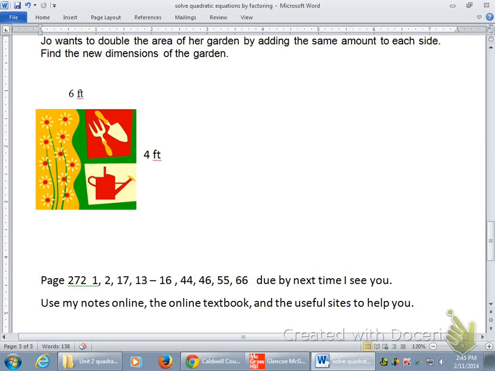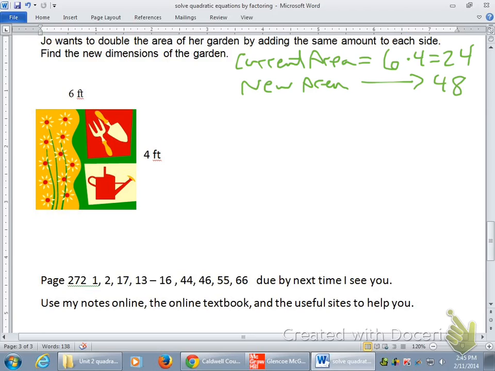First thing I ask you is this. What is her current area? What's the current area of her garden? Somebody said it. It was 24. And you got that from doing 6 times 4. You got 24, right? Okay. What does she want it to be? She wants it to be double. So what would it be? 48. All right. I don't have to show a lot of math for that. She wants it to be 48.